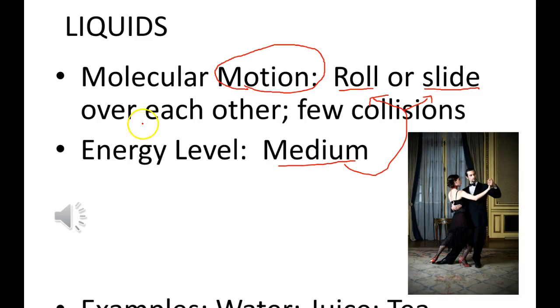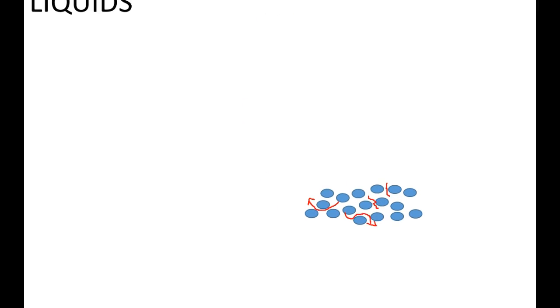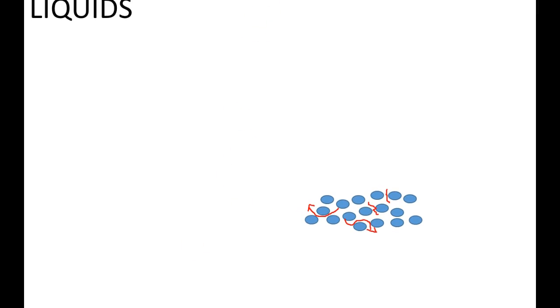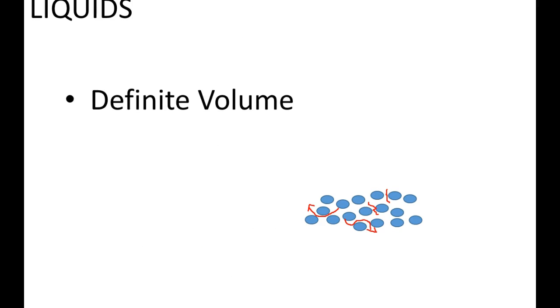I like to think of liquids, or the motion of liquids, like ballroom dancing, rolling, sliding past each other, pretty tightly packed, but not super tightly packed. So if you see here, we have this motion here, where we're going to have atoms moving around each other, and you can also see there's a little bit of space here, a little bit of space here. Tiny bit more space than what we would have with a solid, but not as much space in between the particles as a gas.